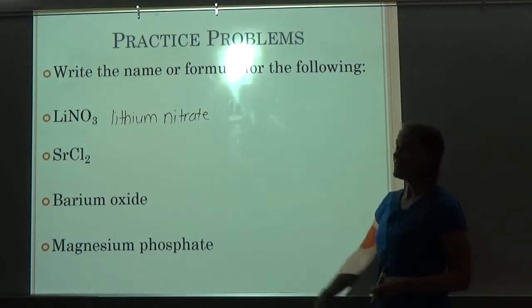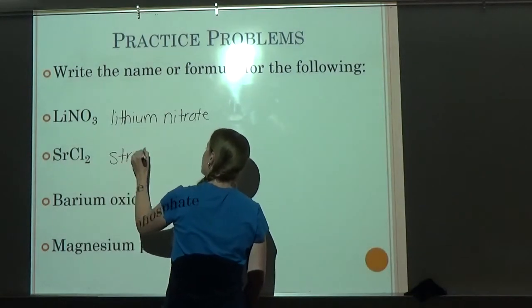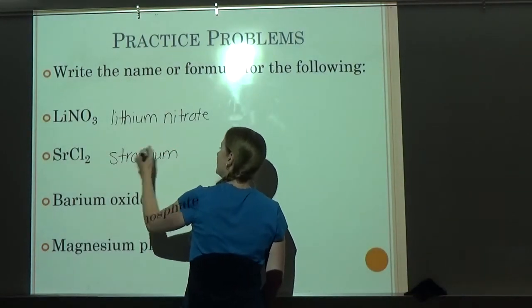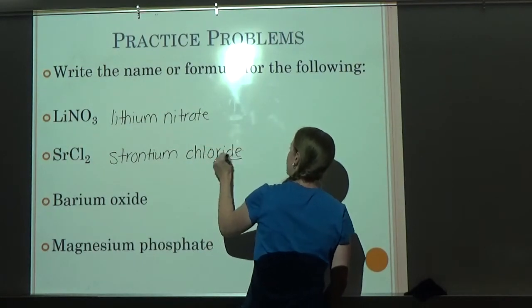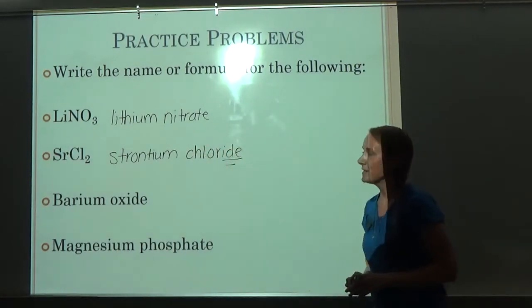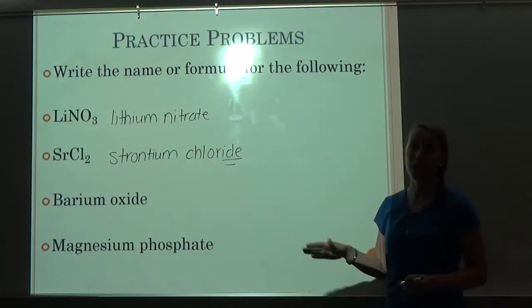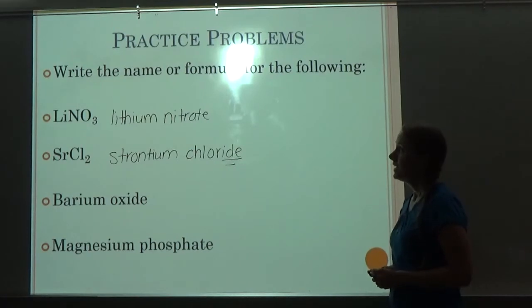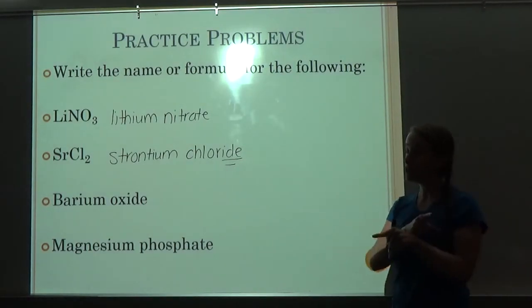Our next one, SrCl2. Sr is strontium. You just name the first element. And Cl is chlorine, but I'm going to call it chloride because we changed the ending of the element. And remember, we don't need dichloride because this is an ionic compound, not molecular. Alright, so hopefully you got those 2 right. So for the last 2, hopefully you remember to balance your charges.